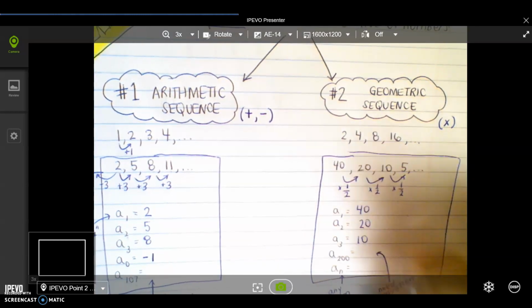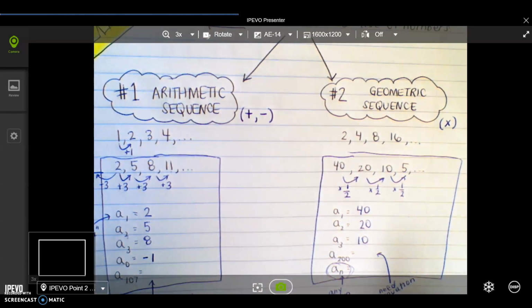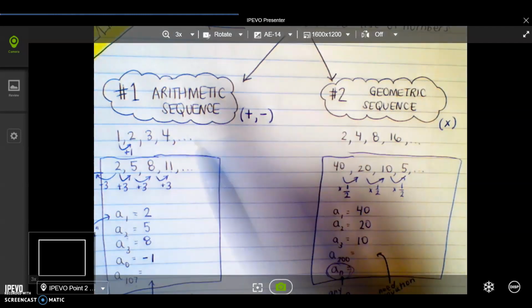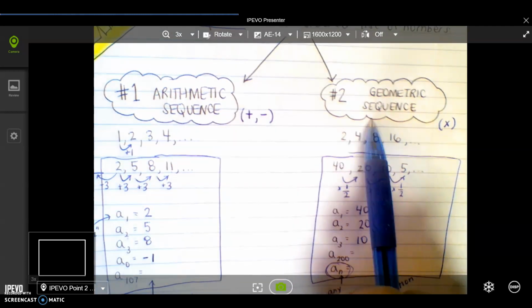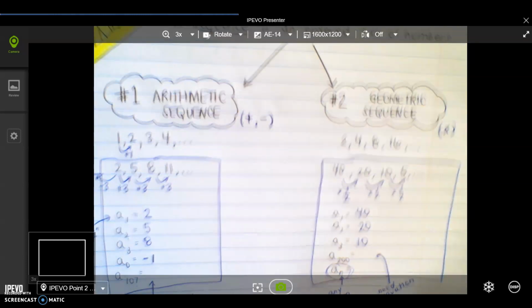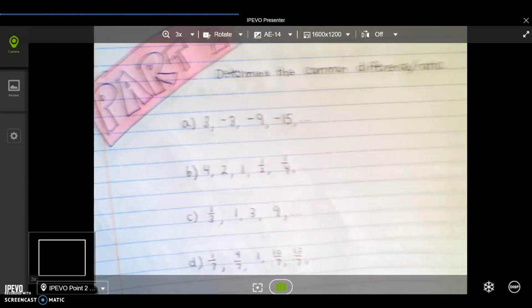So this is how our equation is going to start in our next video, a sub n, if I wanted to find any term that I wanted. So we're not using x anymore, we're using n values for sequences. And that's part 1, difference between arithmetic sequence and geometric sequence with some notation. Part 2, determine the common difference or ratio.